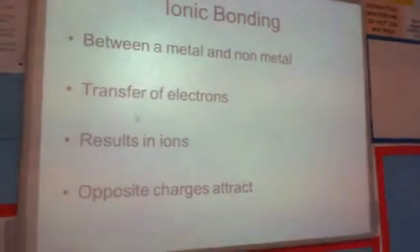So it happens between a metal and a non-metal. It involves the transfer of electrons from one atom to the other. This results in the creation of ions, which are then oppositely charged, and so they attract to each other, just like the north and south end of a magnet. They attract. So we have some examples of how that works.